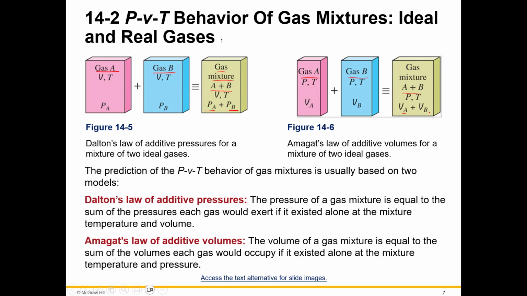And what that says is that the volume of the gas mixture is equal to the sum of the volumes each gas would occupy if it existed alone at the mixture temperature and pressure. So the same as Dalton's law, but looking at it from a volume law. Okay, so you would just look at it individually under the same circumstances and then just combine those and add them together.